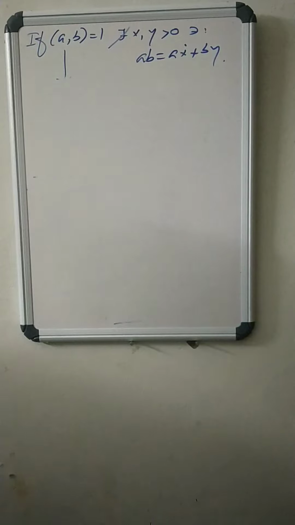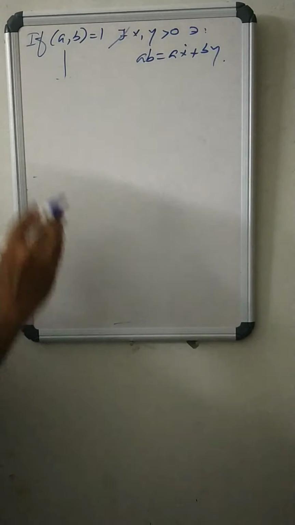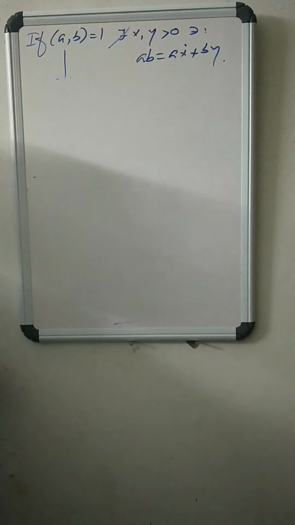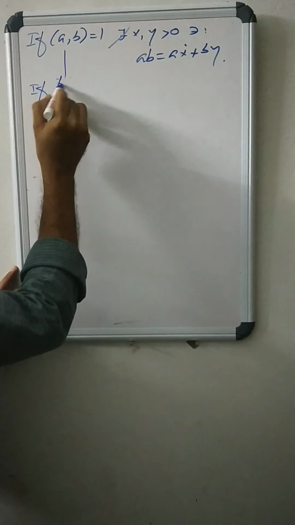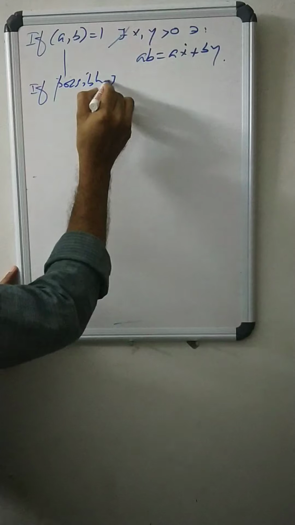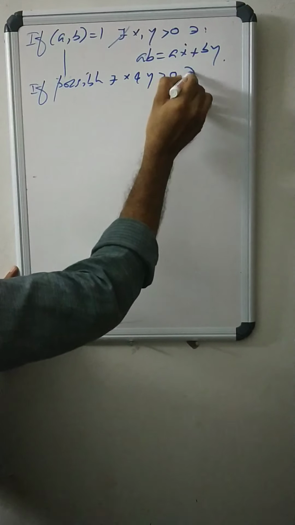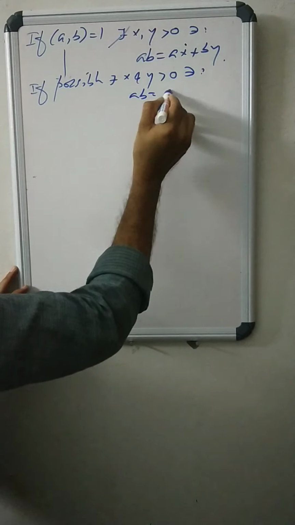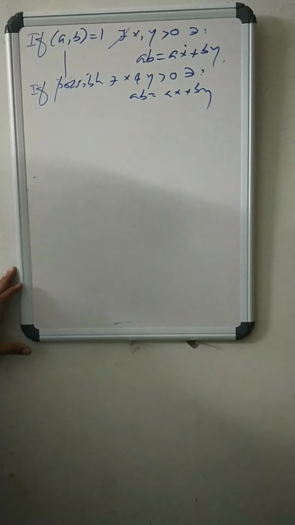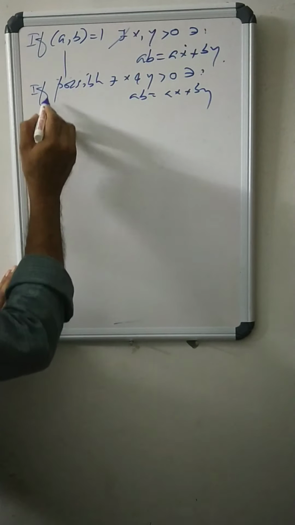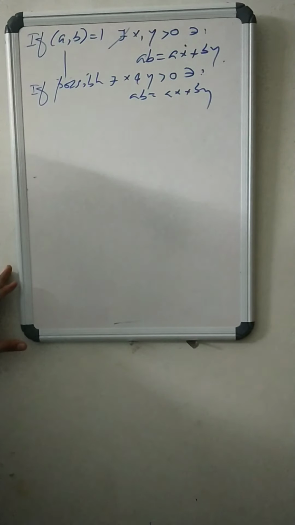How? Just suppose that it is possible. There exist some x and y that are positive such that ab equals ax plus by. Then, what is it? ab equals ax plus by.